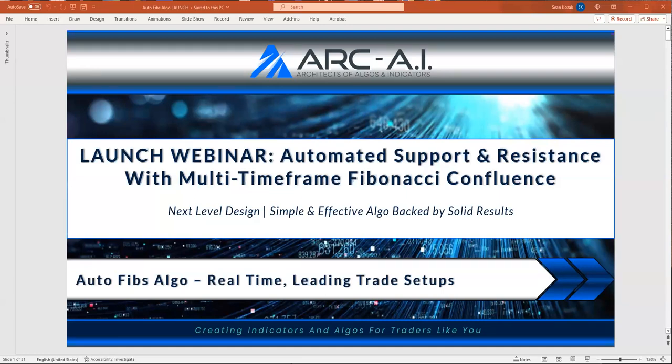So without further ado, today is about automated support and resistance. We're going to be looking at multi-timeframe Fibonacci confluence, which in my experience over the last decade of coding as an architect working with some of the best developers in the business, is literally one of the hardest algorithms that could be built from a code structure, from a strength of levels perspective.